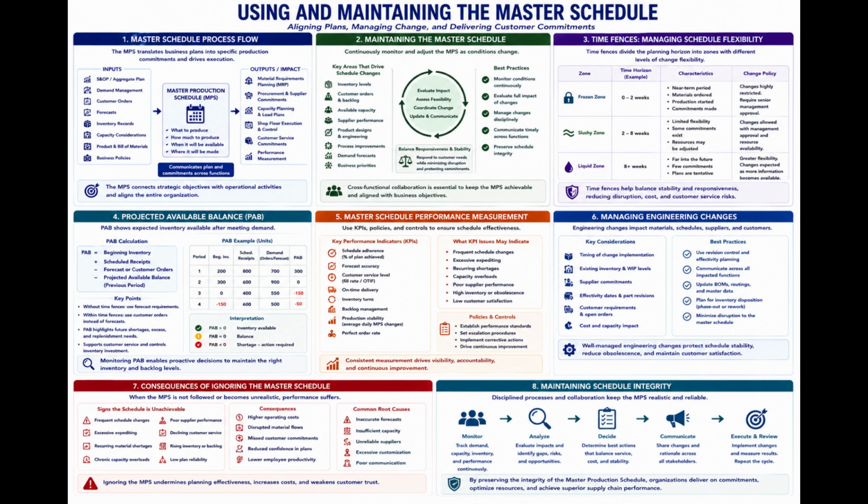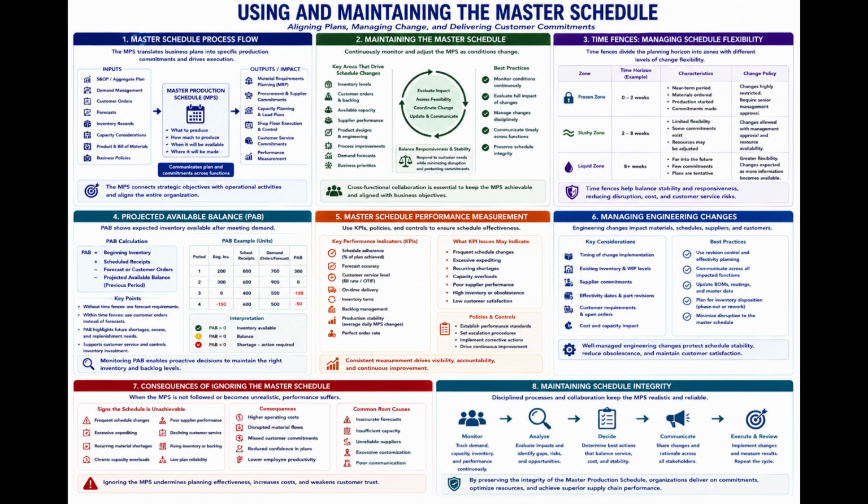Organizations must recognize the consequences of failing to follow the master schedule and understand when a schedule has become unrealistic. Frequent schedule changes, excessive expediting, recurring shortages, chronic capacity overloads, poor supplier performance, and declining customer service often indicate that the schedule is no longer achievable. Ignoring the MPS undermines planning effectiveness, increases operating costs, disrupts material flows, and reduces confidence in organizational plans.